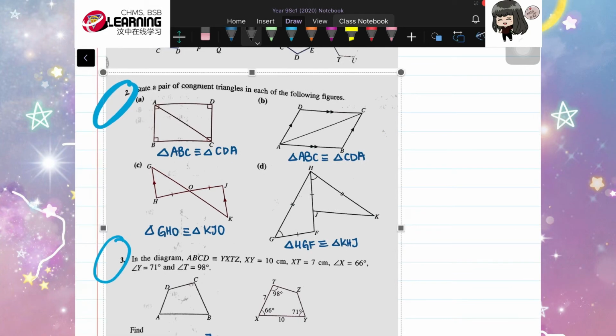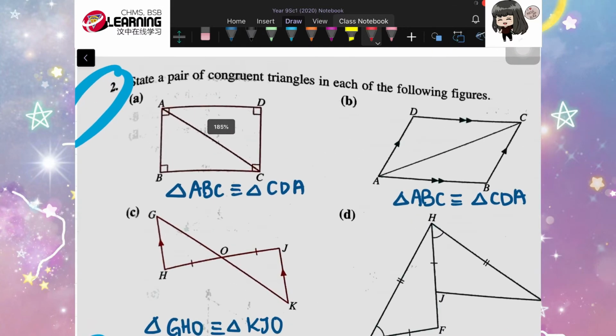I hope you guys already tried to do it. So question number 2. Let's look at the question together. They ask you to find the pair of congruent triangles. You are going to find only the pair without stating any reason. You're going to find the pair of congruent triangles in each of the following figures. So part A, which triangles are actually congruent?